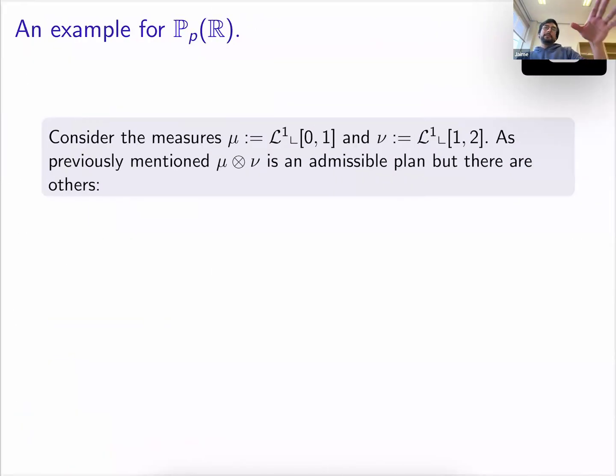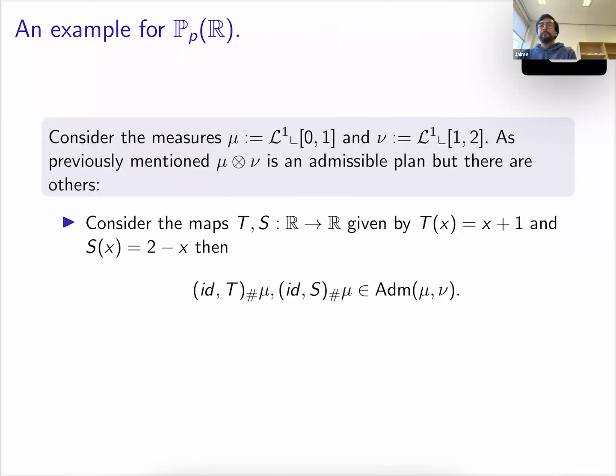But let me give an example of these admissible plans in the Euclidean setting. Consider the measures mu, which is going to be the Lebesgue measure in the unit interval, and nu, the Lebesgue measure, but in the shifted interval 1, 2. And as previously mentioned, one can take as an admissible plan the product measure. Okay, fine. But you can find many others.